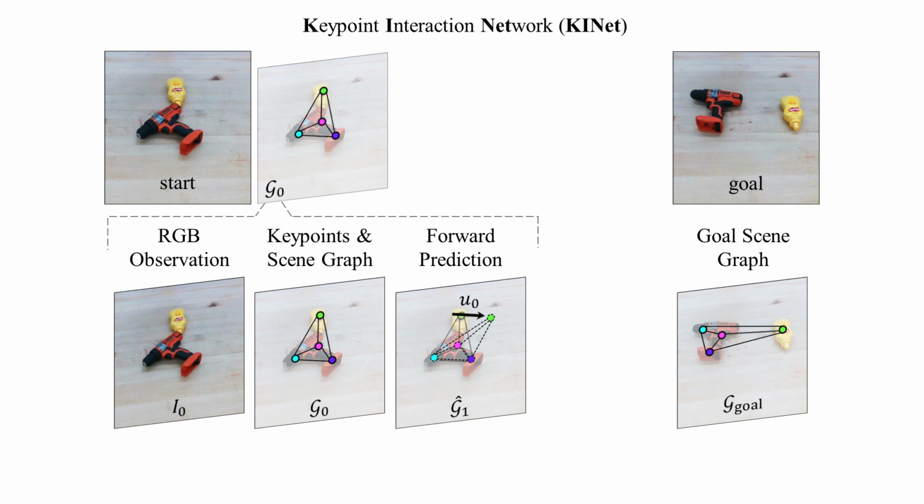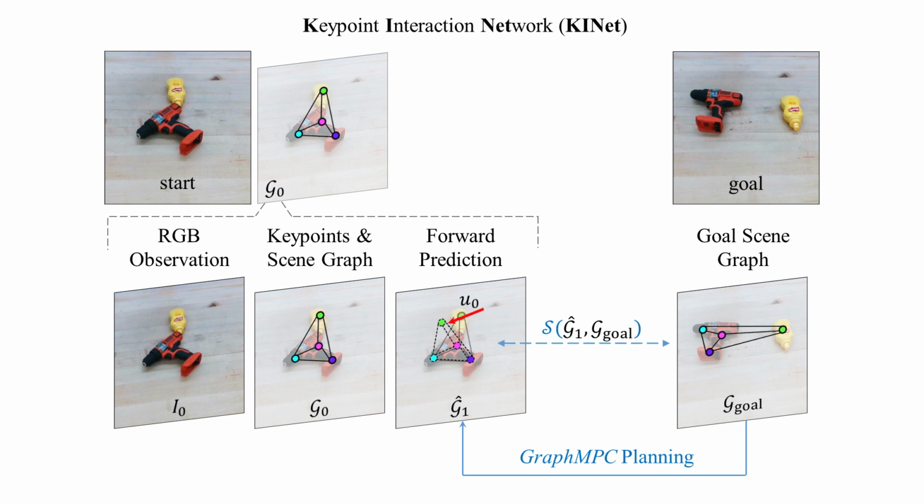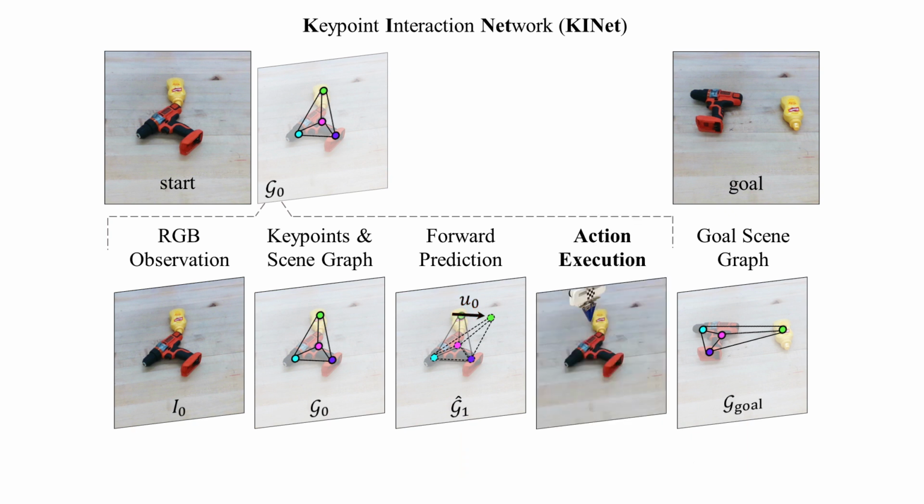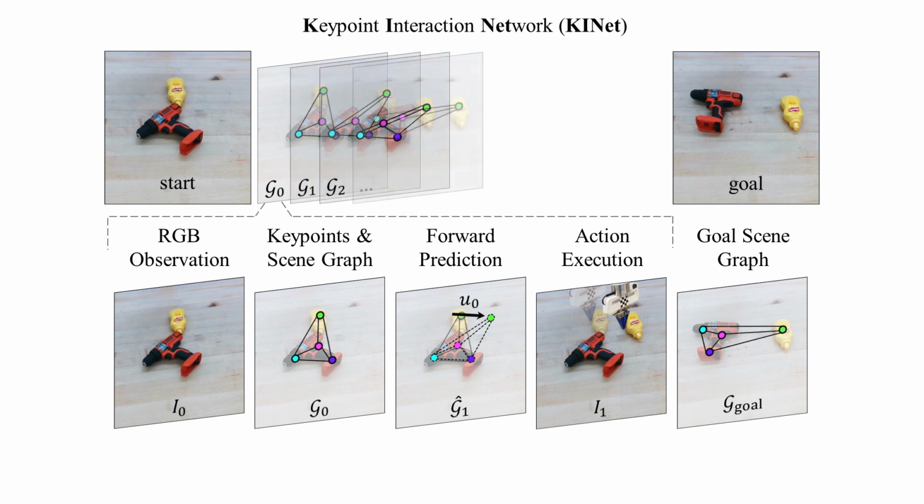For model-based planning using forward predictions, we propose GraphMPC. In GraphMPC, a set of action vectors are sampled. And the optimal action is picked to maximize the similarity to the goal graph. The optimal action is then executed by the robot. For the next time steps, similar steps are followed to sequentially rearrange the objects into the goal configuration.